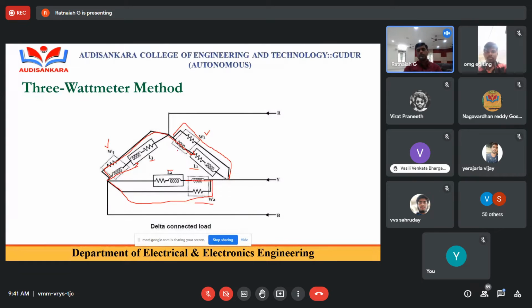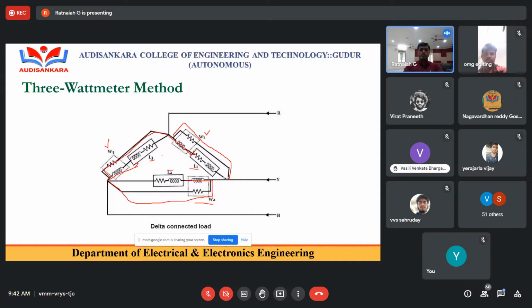So if you want to connect a wattmeter to the load, connect the current coil in series with the load, and the pressure coil always across the load. The current coil measures the current through the load, and the pressure coil measures the voltage across the load. If you know the current and the voltage, it is very easy to calculate the power. Power P is equal to V into I. If it is AC, then we take V I cos phi, where cos phi is nothing but the power factor, that is the cosine of the angle between the load current and voltage. So this is the general formula.